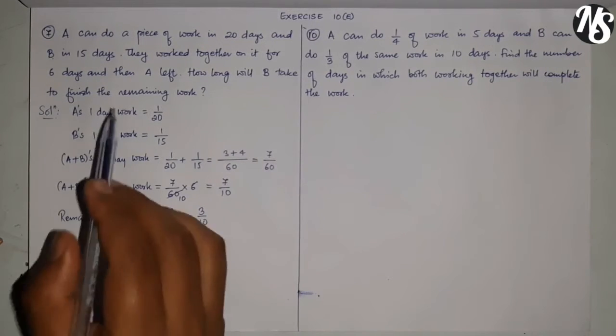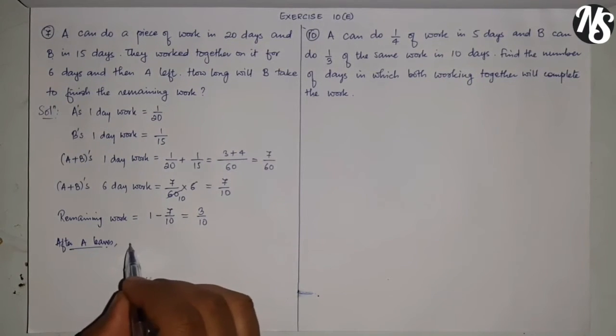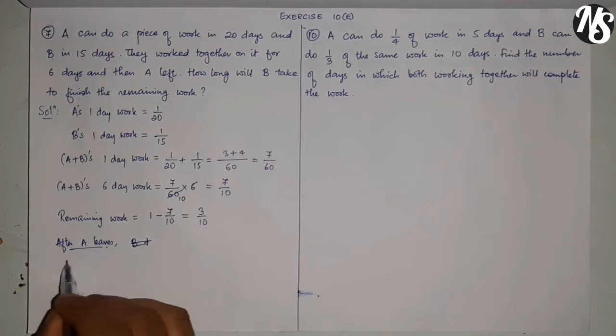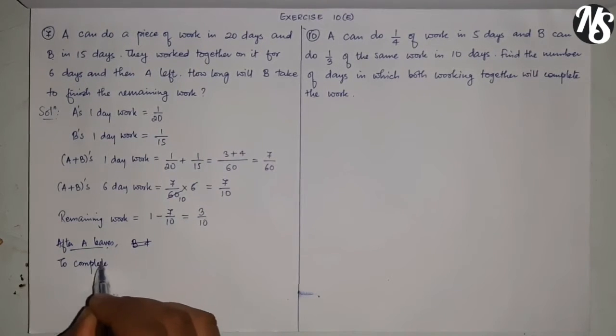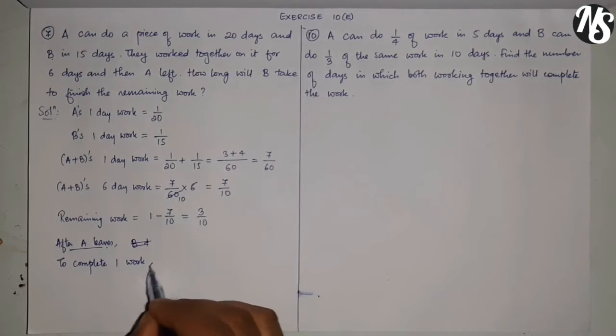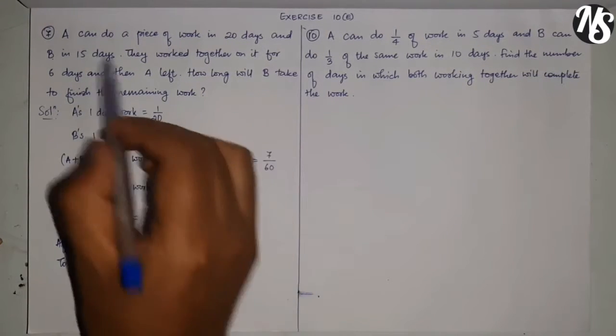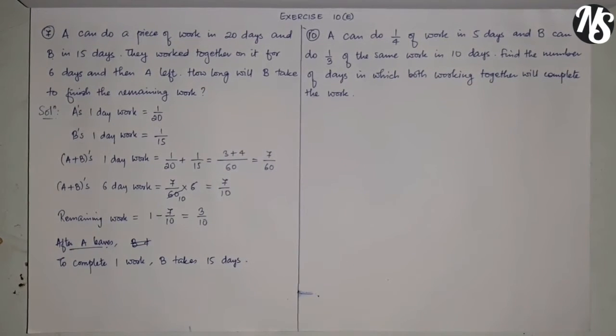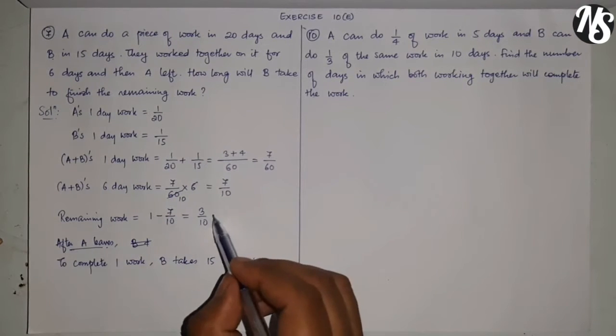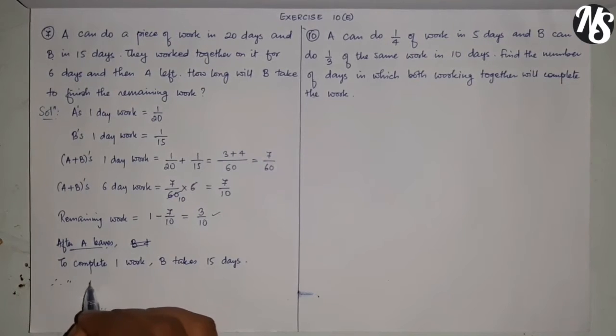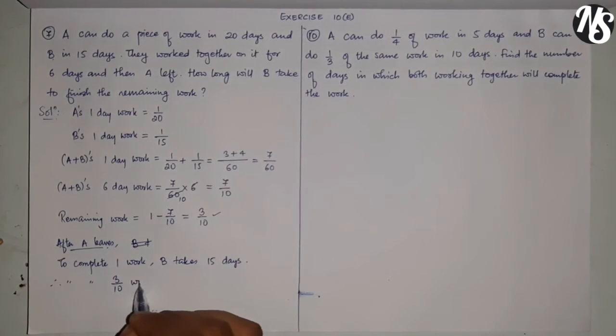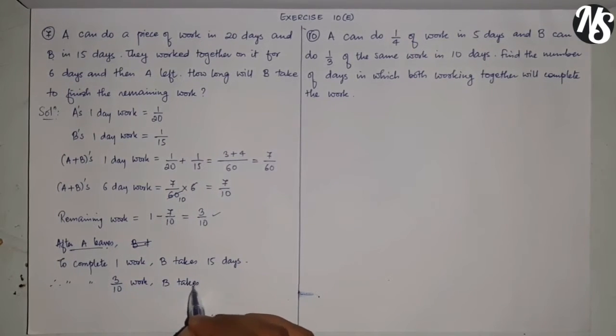To complete one work, let me write this way, B takes how many days? B takes 15 days, isn't it? That's what is given to us. But for B, how much work is left? For B, only 3 by 10 of one work. He is not allowed to do the entire work. He has to do only 3 by 10 of the work, isn't it? So therefore, to complete the remaining 3 by 10 work, B takes obviously 15 into 3 by 10 days.